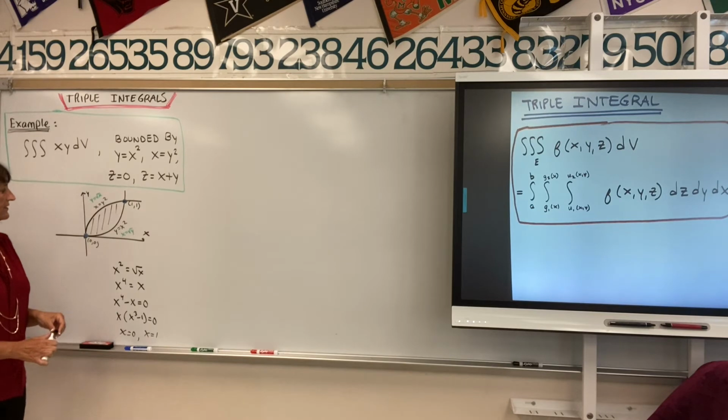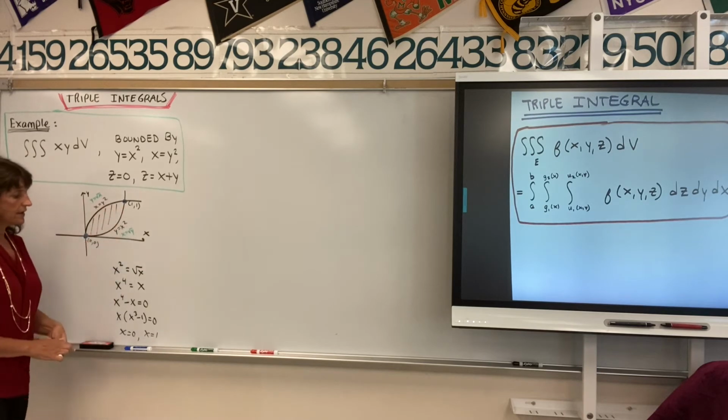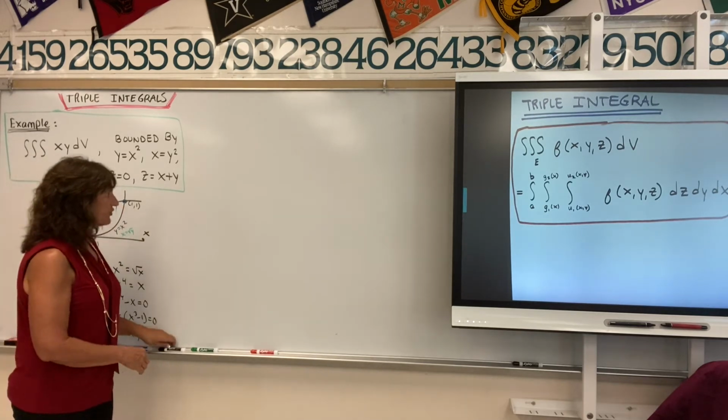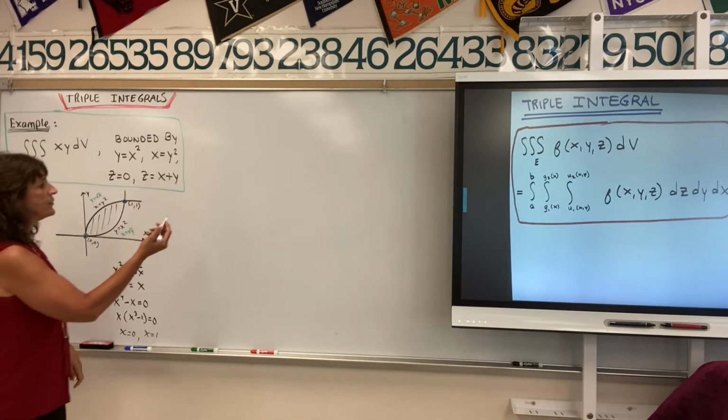So you can plug it back in. So 0, 0, 1, 1. So now we have the boundaries written every which way. We have the boundaries of the curve. So let's go ahead and see how we set this up. Okay, let's go ahead and set up our triple integral, and then we'll evaluate it.